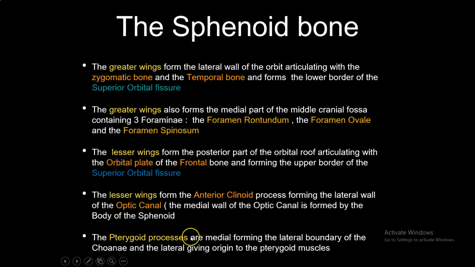The pterygoid processes are medial, the medial pterygoid process forming the lateral boundary of the choana. What is the choana? It is the posterior nasal opening, as we'll see, and the lateral pterygoid process gives origin to the pterygoid muscles, medial and lateral pterygoid muscles, from the medial and lateral surfaces of the lateral pterygoid process.